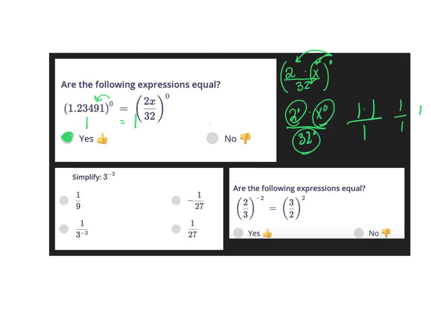Right, next one, simplify 3 to the negative third. If I want to make this positive, I'm just going to flip it underneath the fraction. Now I have 1 times 3 to the third. 3 to the third power is the same as saying 3 times 3 times 3. 3 times 3 is 9, times 3 is 27. So 1 over 27 is our answer here.